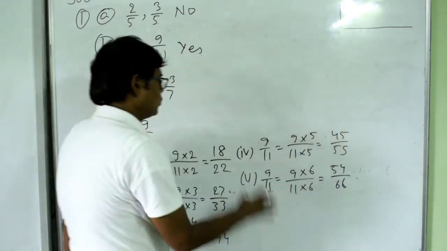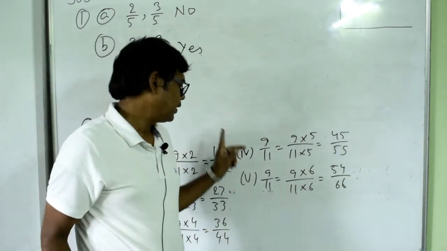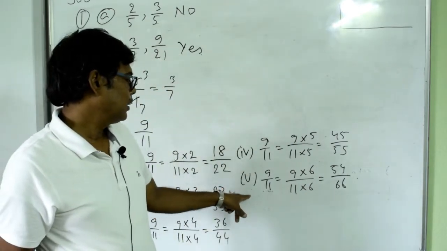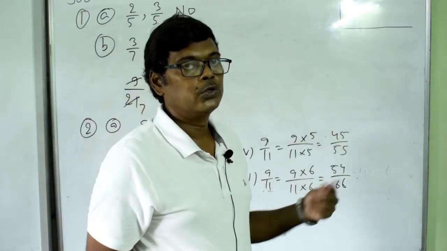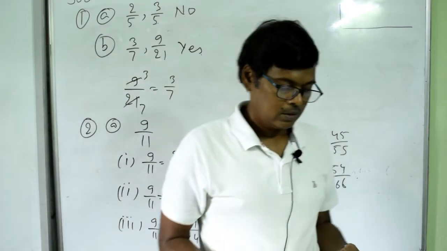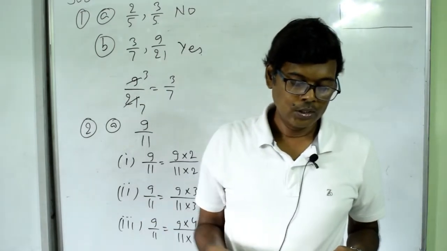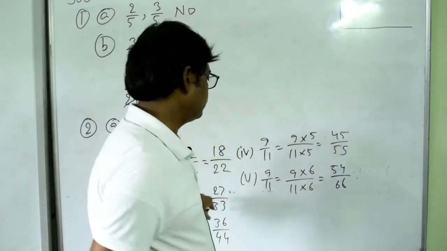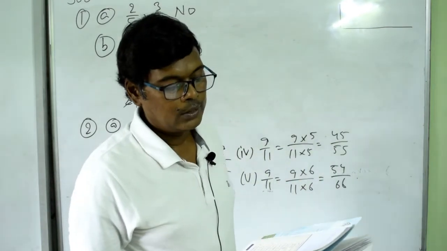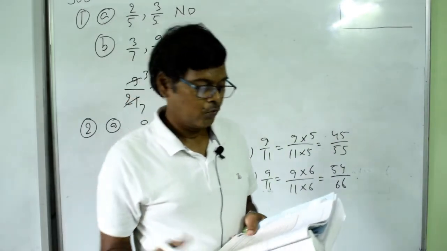In the same way, if you want to find more equivalent fractions, multiply next by 7, 8, 9 and 10 and so on. You will get more and more equivalent fractions of the given number. And here all the questions are similar, so the process will be the same, and you can find the 5 equivalent fractions of the given fractions. So that will be the homework for you.